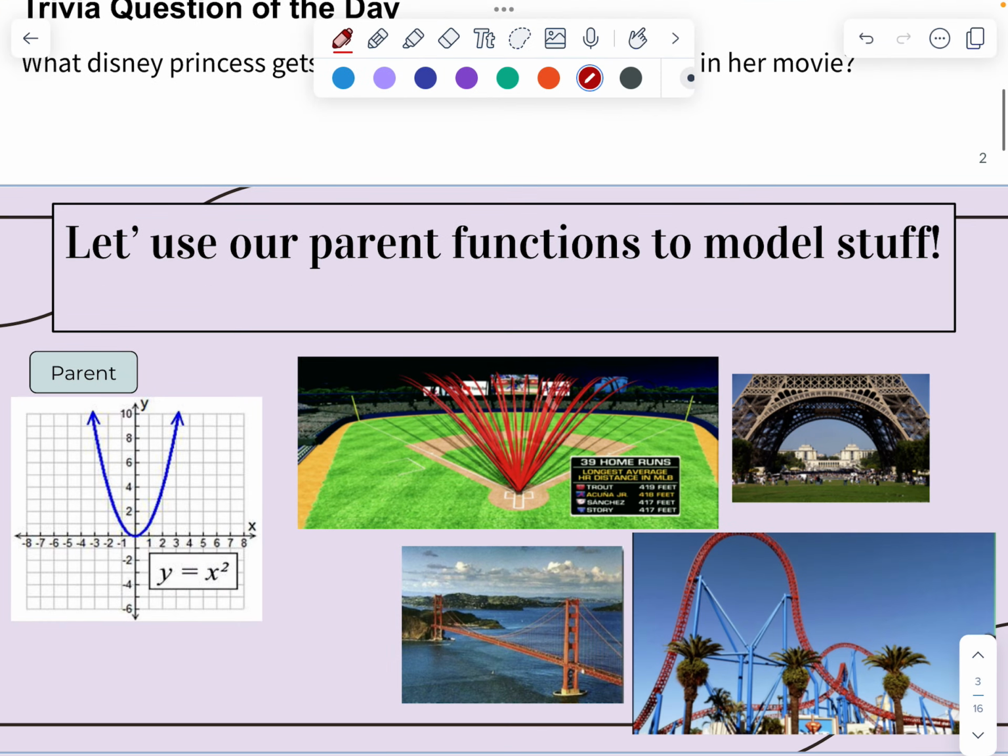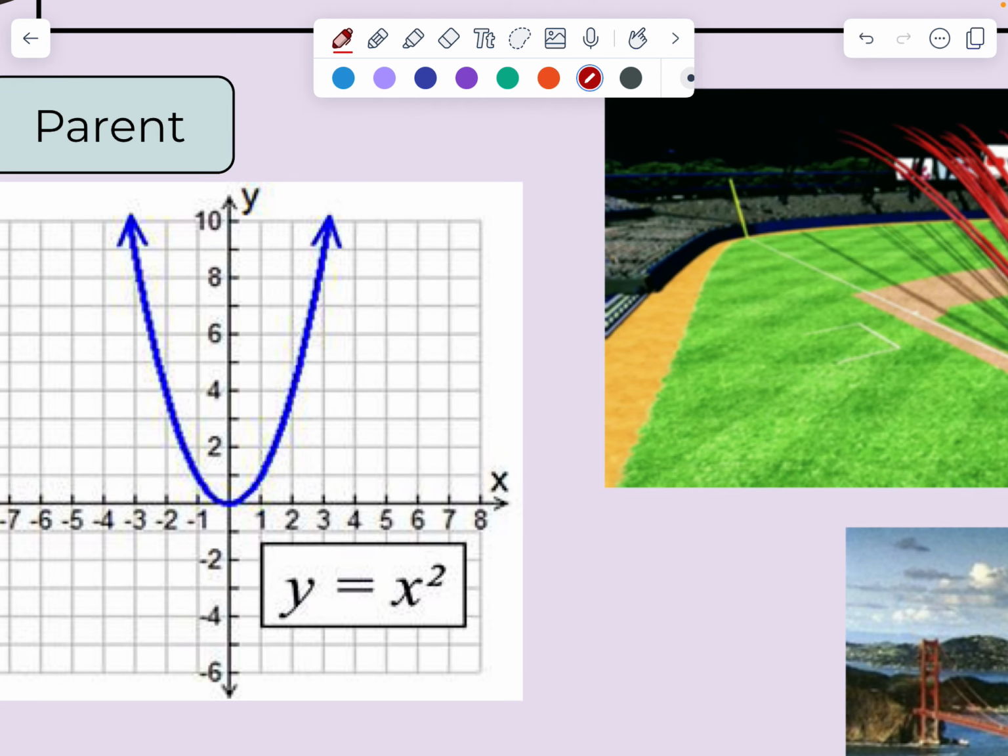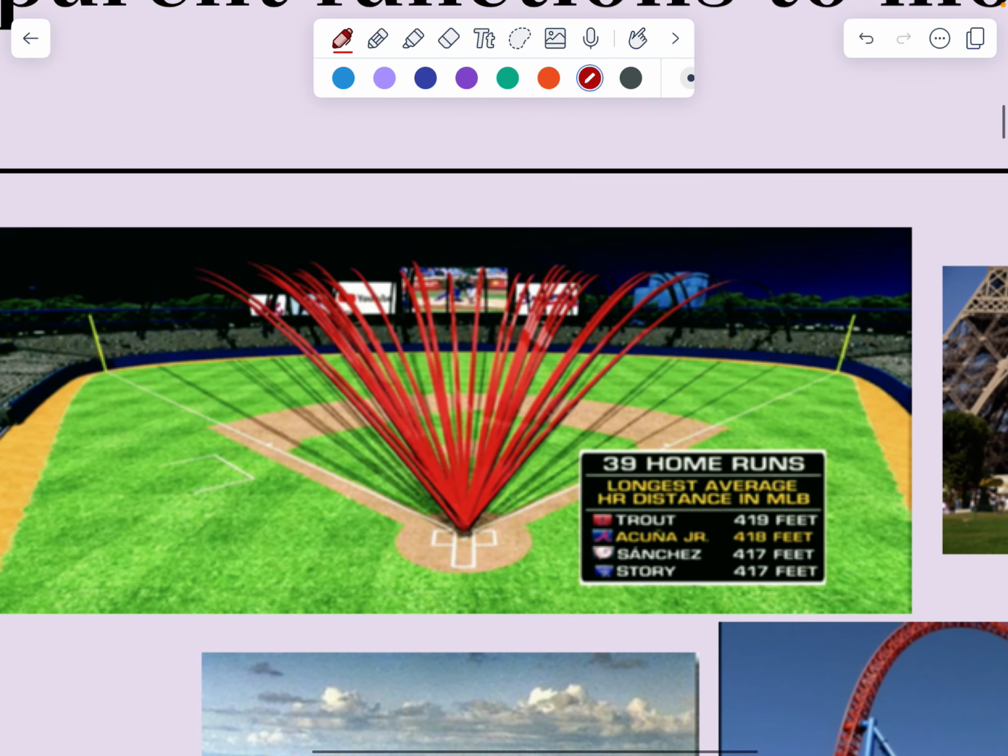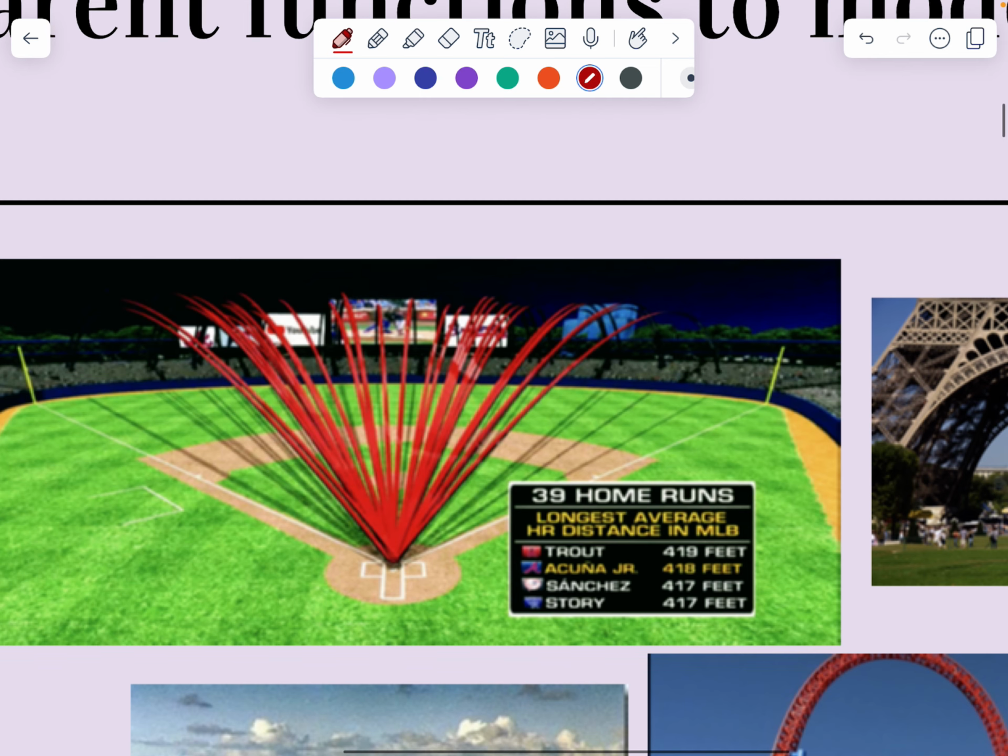Okay. What we've been working on here is trying to model our parent functions a little bit better, right? Because we don't always see this guy in the real world. In fact, I like using the baseball one for stretches and shrinks. It's not like you're always seeing the exact same home run, the same flight path of a ball. You might see some that are like absolute moonshots and go way up into the sky, but then land pretty shallow, if you will, in the stands.